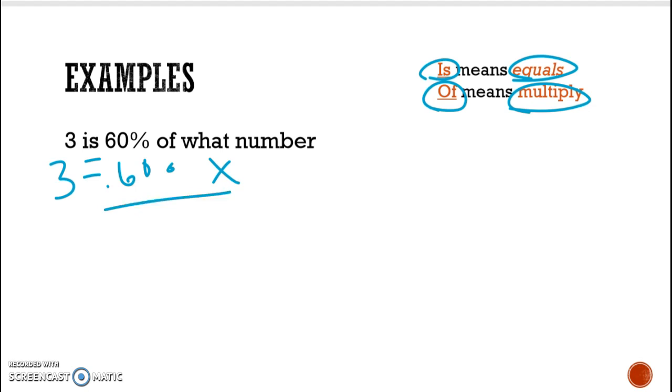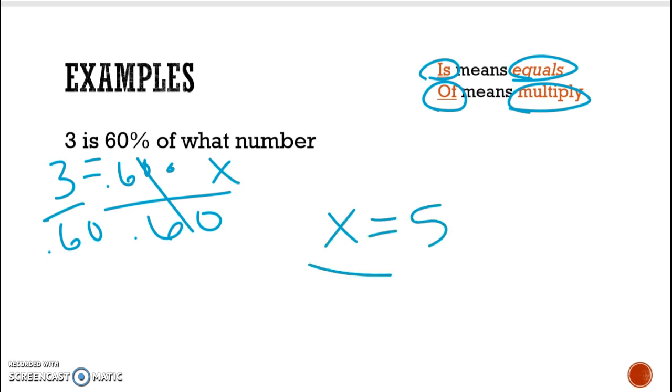Since it's multiplication, we're going to divide by 0.60, divide by 0.60, and so the X is by itself. So 3 divided by 0.60 gives us an answer of 5.